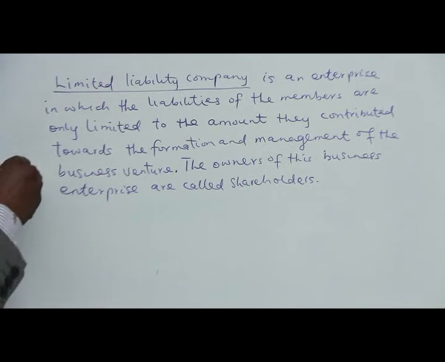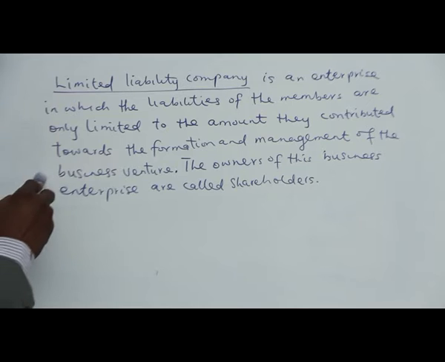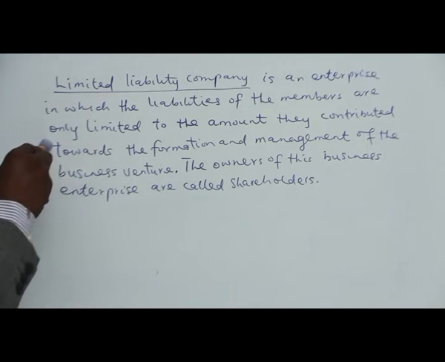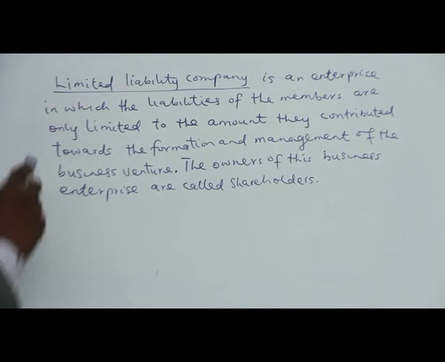So when you say limited liability company, it's totally different from the sole proprietorship we discussed as well as partnership business that we've discussed. In these two businesses, we said they have unlimited liability. That is, their liability is not limited to the amount they brought into the business. But when you say a limited liability, we are talking about an enterprise whereby the liabilities of members are only limited to the amount they've contributed toward the formation of the business. Each and every shareholder in this business cannot lose more than that.